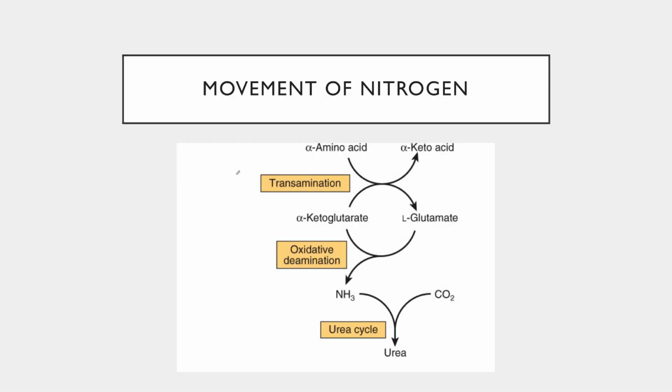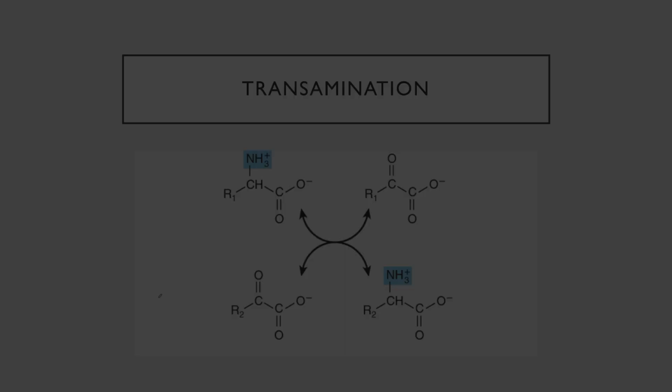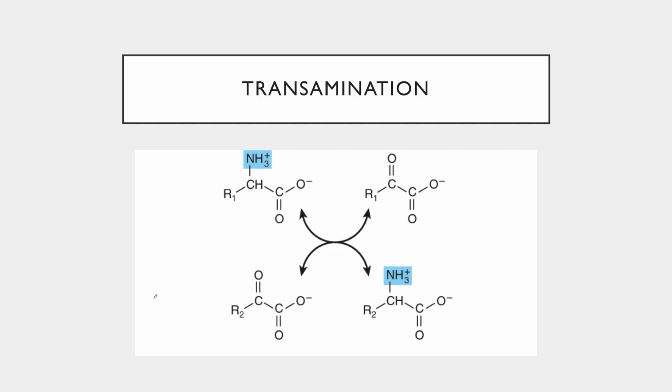So the movement of nitrogen generally looks like this schematic, with a series of transamination reactions followed by oxidative deaminations in the liver. And ultimately, this ammonia is incorporated into urea synthesis in the urea cycle. And we'll look specifically at these reactions of transamination, oxidative deamination, as well as amination of ketoacid skeletons. So we'll start with the process of transamination.